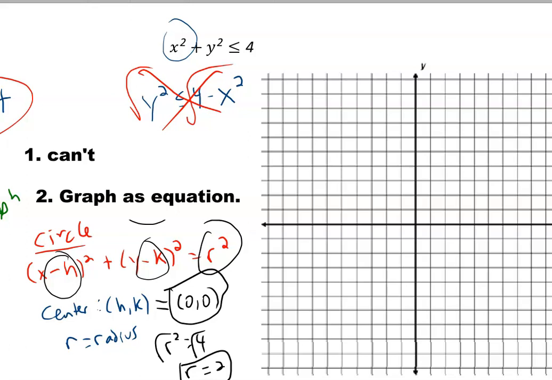So the center is here. The radius is 2, so we want to go 2 away from the center. 2 to the right would be this point right here at 2, 0. 2 up would be right here at 0, 2. 2 to the left would be at negative 2, 0. And 2 down would be at 0, negative 2. So I just mark those 4 points.